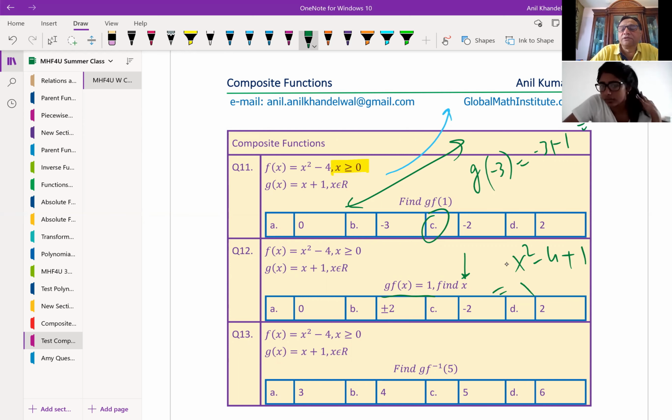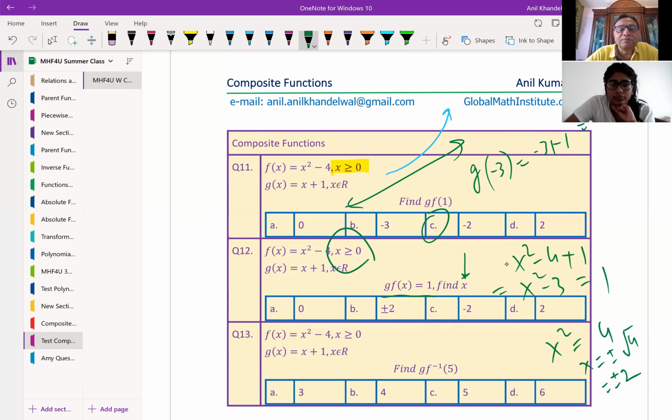That gives you x squared minus 3, and then equals 1. You'll solve it: x squared equals 4, and then x equals the square root of 4, which is plus or minus 2. However, we gave a restriction. Do you see that? Remember the restriction was there, so we'll take only the positive 2 part, and the answer will be 2, not plus and minus 2.